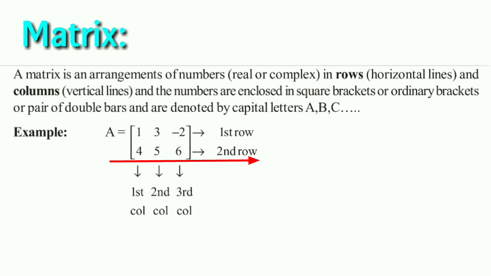See here, we enter the numbers in horizontal lines. See the first column, that is 1, 4, second column 3, 5, third column -2, 6. Here we enter the elements or numbers in vertical lines. So simply, a matrix is an arrangement of numbers in rows and columns. The numbers are enclosed by square brackets or ordinary brackets. A matrix is always denoted by capital letters.